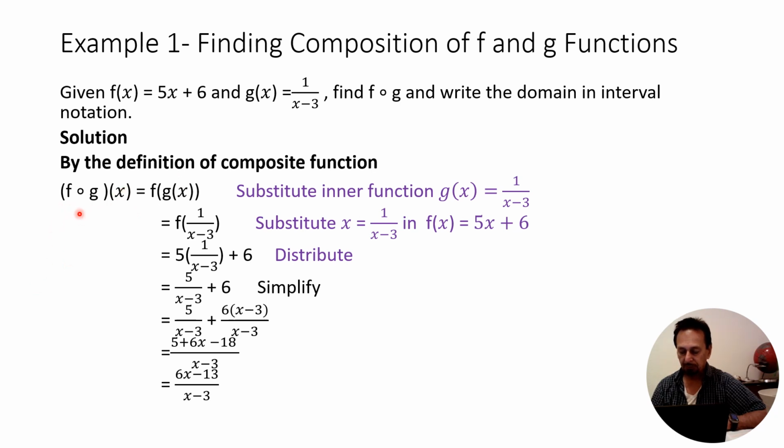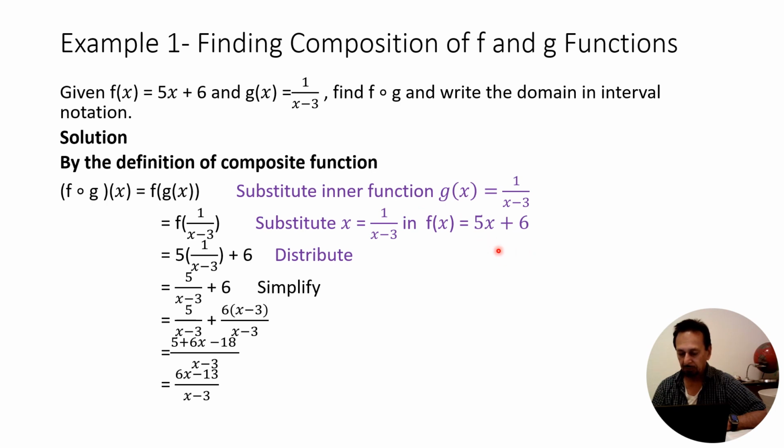The definition of the composite function f circle g defined over x is f of g of x. So g of x is the inner function and f is the outer function. We're going to replace g of x with whatever g of x is. So g of x is 1 over x minus 3. So we have now f of 1 over x minus 3. To find this, we're going to substitute 1 over x minus 3 in f of x where the x is.